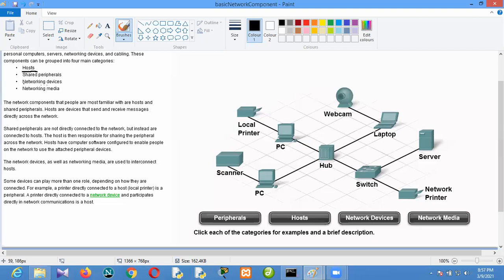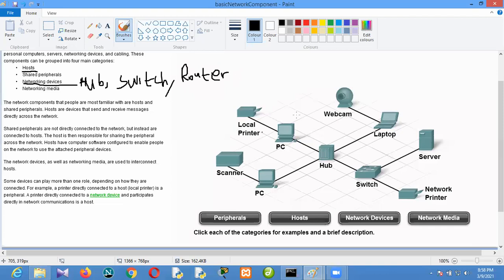Now, hosts are computers that are directly connected to the network devices. Maybe I will start from the network devices first, telling you what they are. Network devices are hubs, switches, and routers. So these are the basic network devices that you should know.